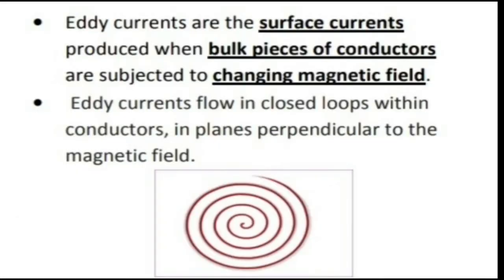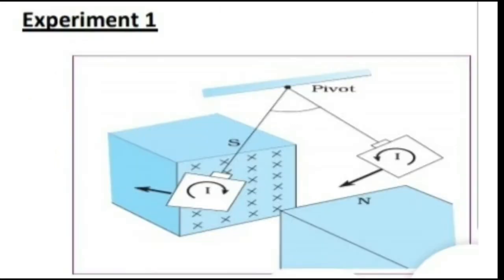Thus eddy currents are the surface currents produced when bulk pieces of conductors are subjected to a changing magnetic field, and they flow in closed loops. This shows the way in which eddy currents are flowing, and it shows that they resemble the ripples in water or eddies in water.